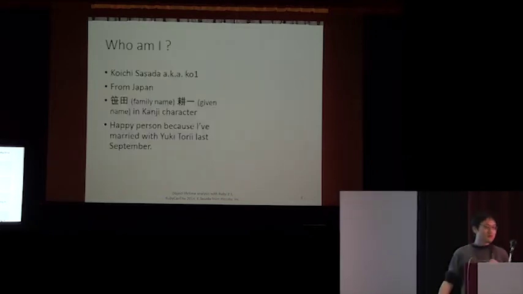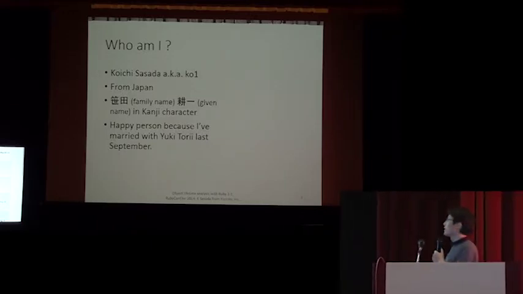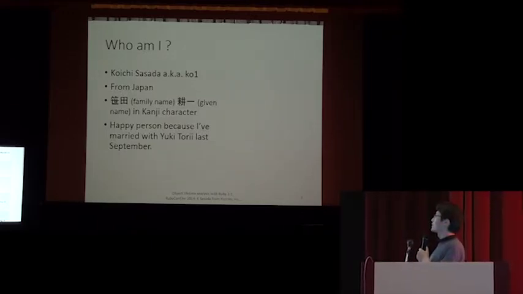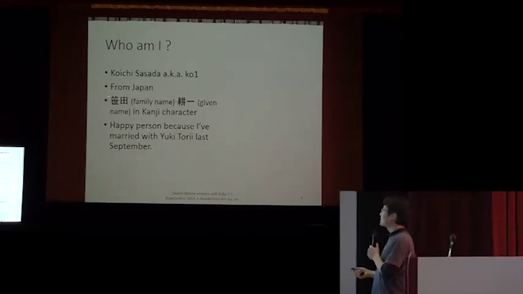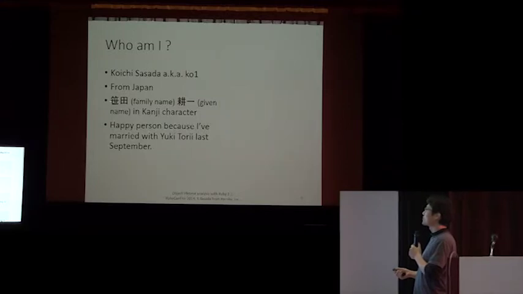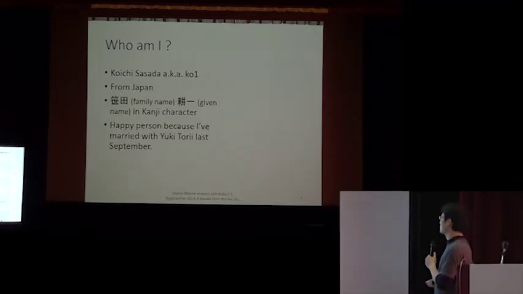So I want to introduce myself at first. My name is Koichi Sasada. This is my family name and this is my given name in kanji characters. I heard that there is no same kanji in Chinese. So this means bamboo, something bamboo.